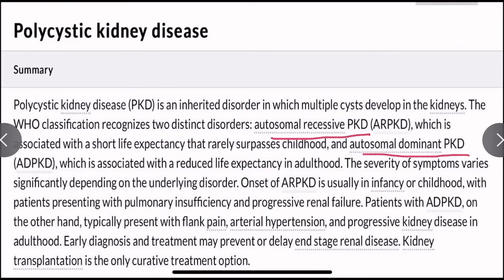So the recessive form has a short life expectancy and rarely survives past childhood. Autosomal dominant polycystic kidney disease has a reduced life expectancy in adulthood, and the severity varies significantly depending on the underlying cause. Onset of autosomal recessive polycystic kidney disease is usually in infancy or childhood, as I have told you before, and progressive renal failure will be there.